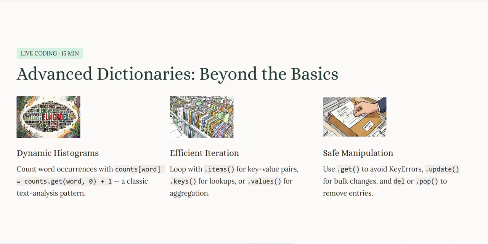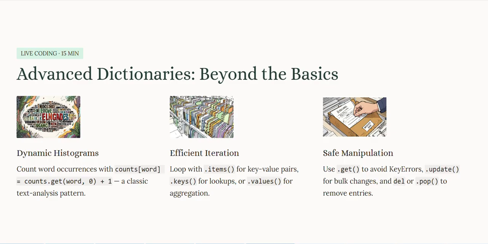Efficient iteration. Loop with .items() for key-value pairs, .keys() for lookups, or .values() for aggregations. So efficient iteration like that. Just remember all of these things, .items, .keys, .values, because we are going to use them later. Okay. Safe manipulation: .get, and also .update.